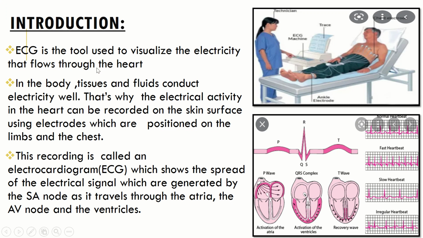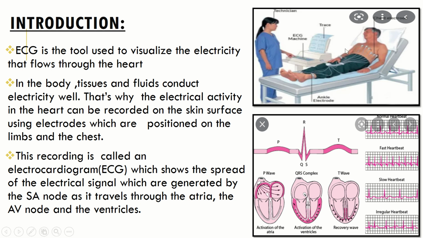So, introduction. ECG is the tool used to visualize the electricity that flows through the heart. The heart has electrical activity taking place, and the tool used to visualize that electrical activity and its intensity is called the ECG machine.